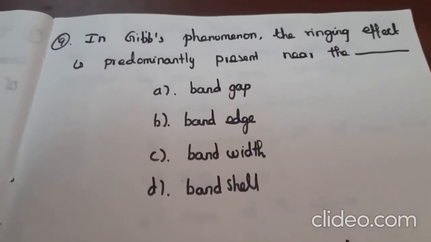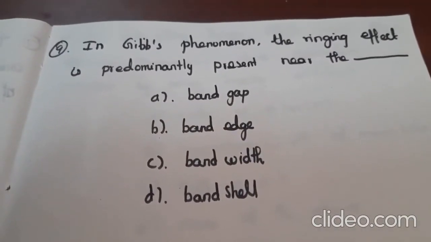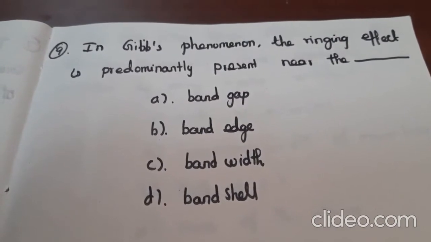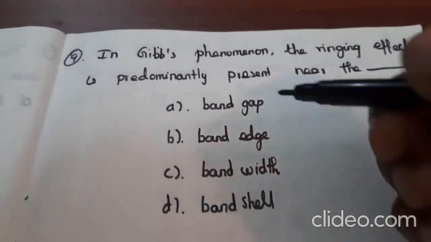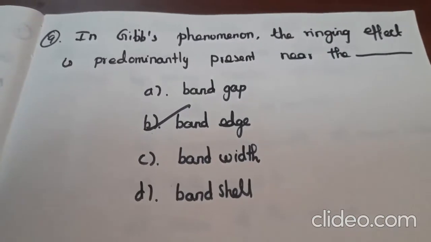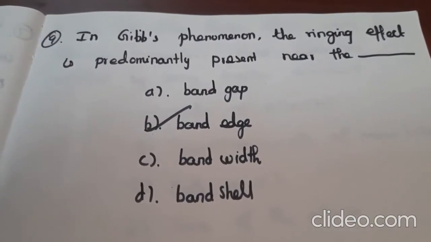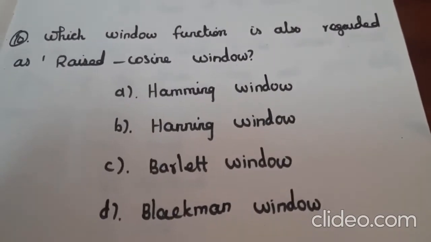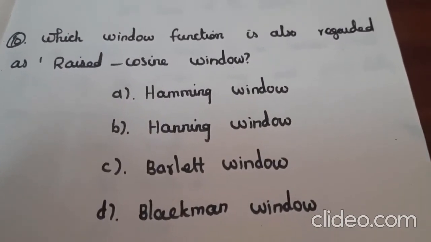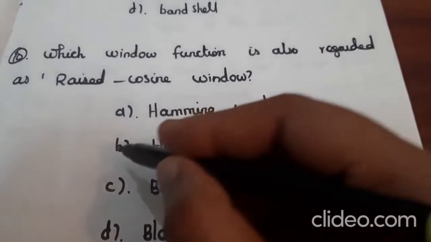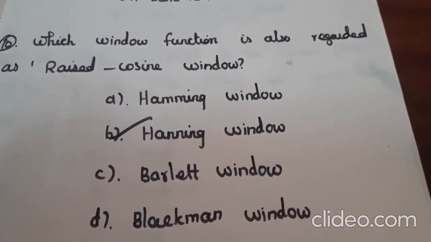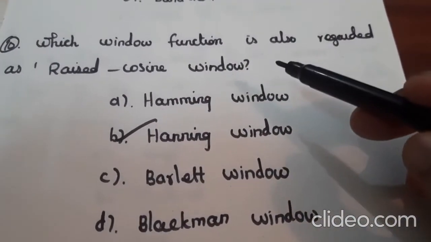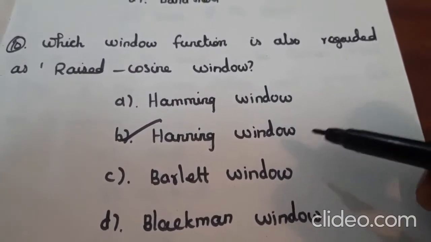Ninth question, in the Gibbs phenomenon, the ringing effect is predominantly present near the band edge. So here the answer is B. Next question, which window function is also regarded as the raised cosine window? The answer here is B, Hanning window. The Hanning window is also called the raised cosine window. B is the answer.